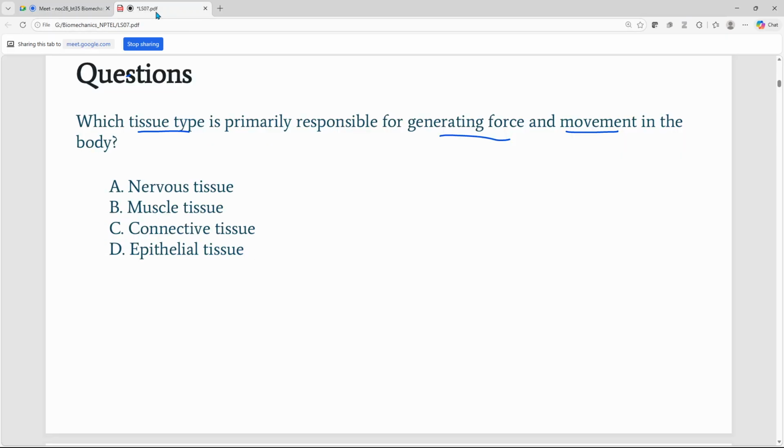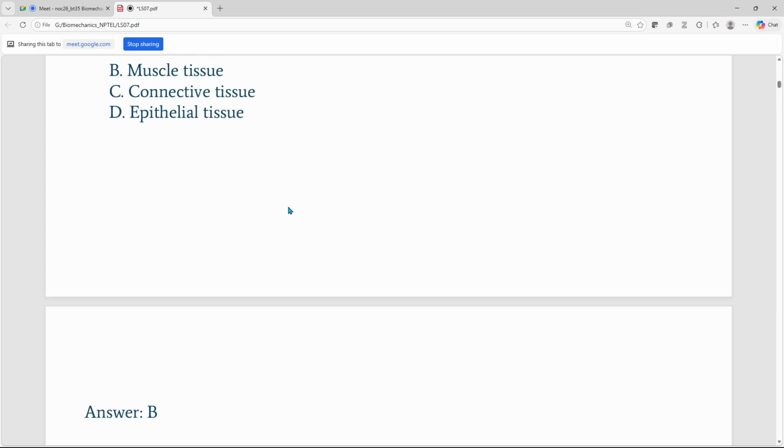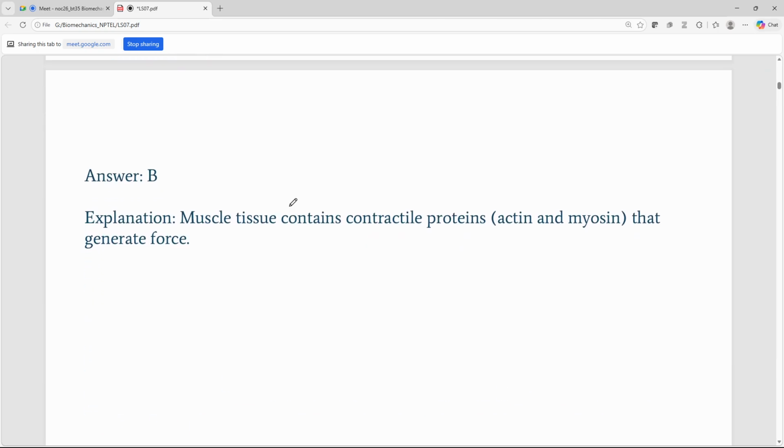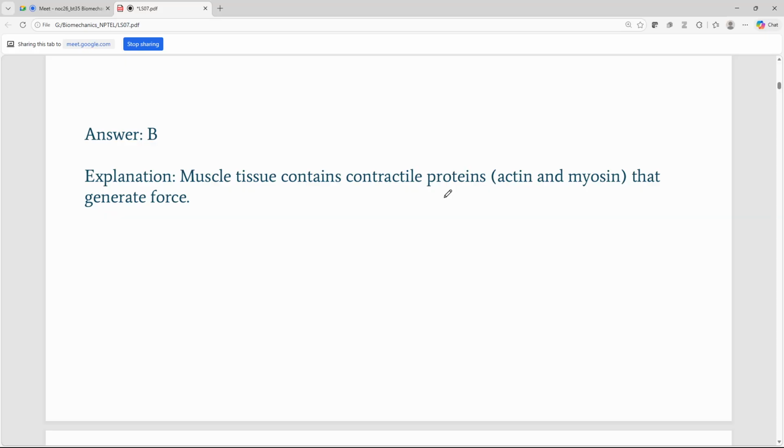Yes, option B, muscle tissue. We have seen in the previous weeks how muscle tissue has contractile proteins like actin and myosin, and the sliding filament theory, which theorizes how force is generated inside the muscle tissues. So our answer is option B, muscle tissue.